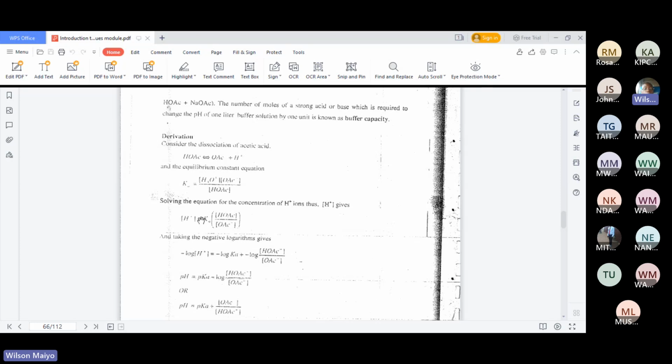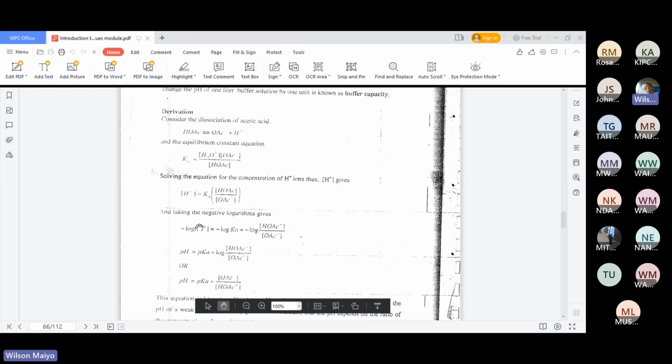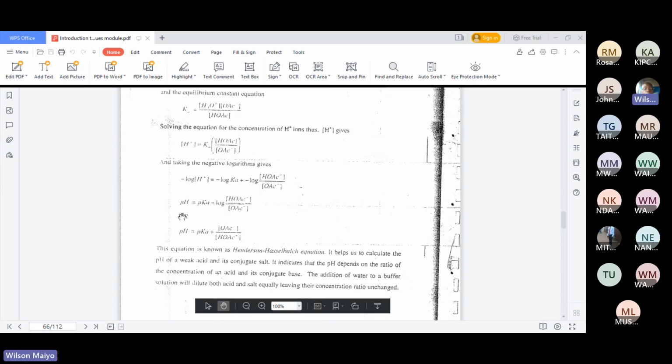So we'll have minus log of the hydrogen ion is equal to minus log of Ka, plus minus log of the acetic acid over the acetate ion. But we know that minus log of hydrogen ion is the pH, while minus log of Ka is the pKa. So this formula is what we call the Henderson-Hasselbalch equation: pH is equal to pKa plus, if you invert, the log of acetate ion divided by acetic acid.